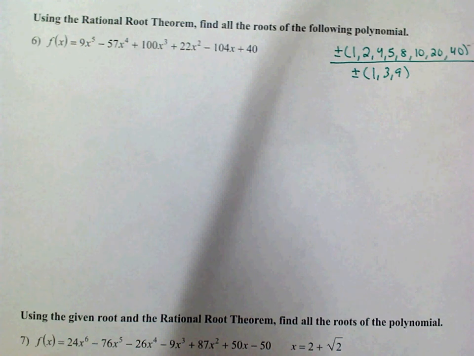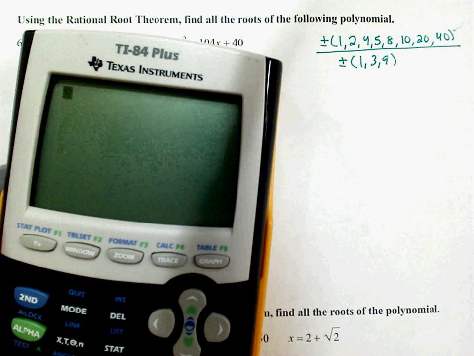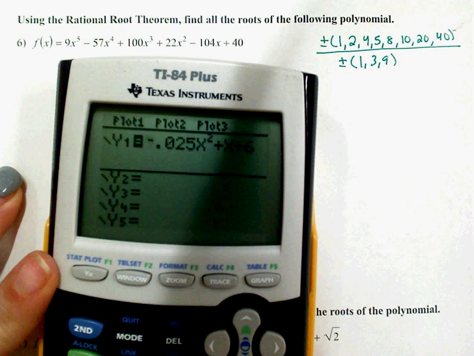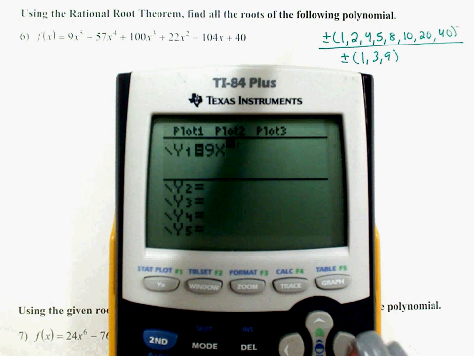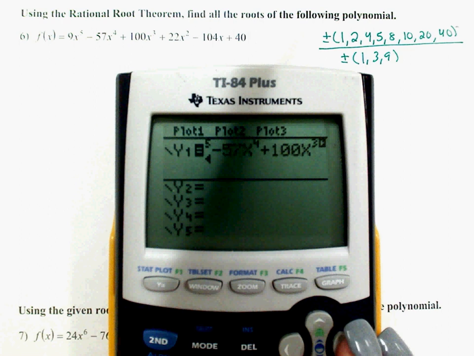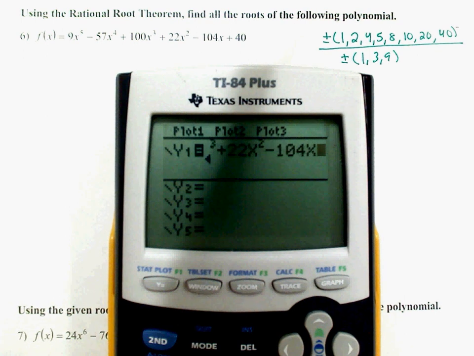All right, let's graph it. I've got 9x raised to the 5th power minus 57x raised to the 4th power plus 100x raised to the 3rd power plus 22x squared minus 104x plus 40. I'm going to press zoom 6, just have a standard window, see what happens.